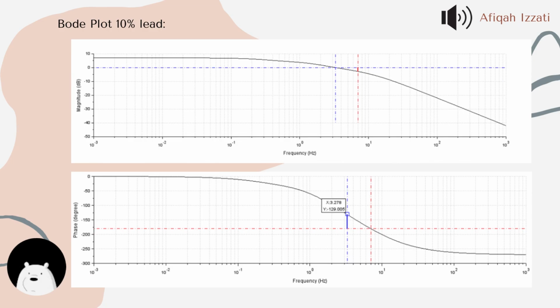This is the Bode plot for the 10% lead. As you can see, the system is unstable because the magnitude is right below, and the phase is left above.